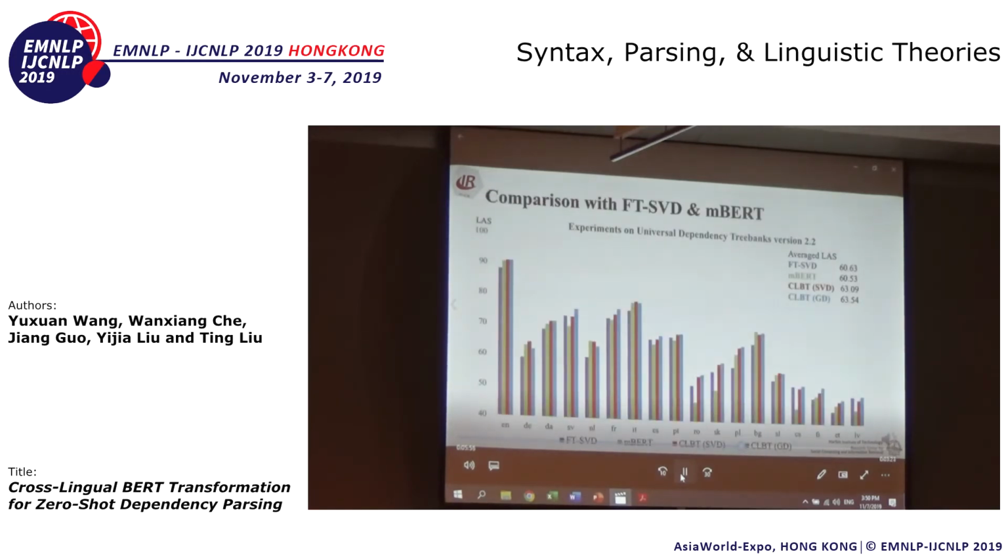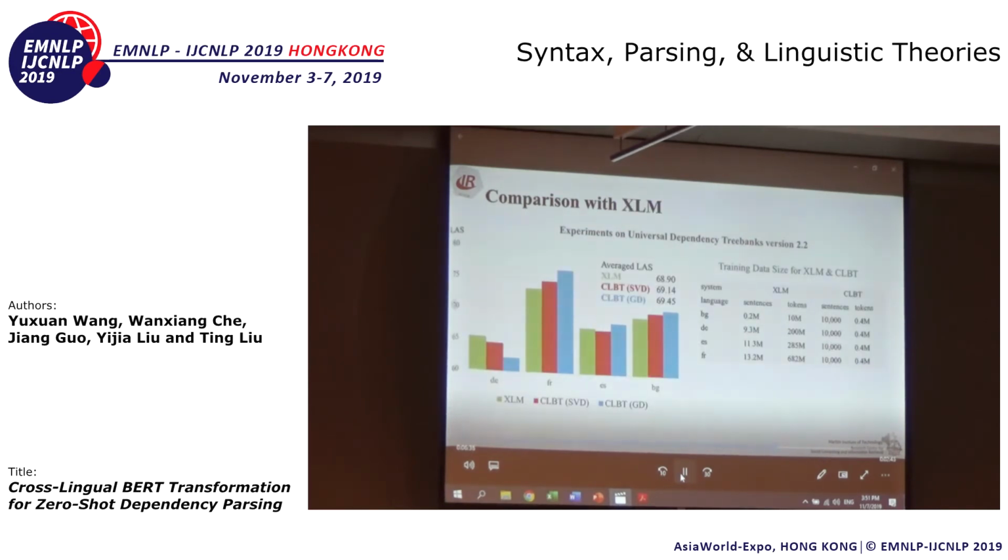This page compares the results of our CLBT methods to the fast text SVD and multilingual BERT methods. The y-axis is the labeled attachment score in the dependency parsing task. It is obvious that our methods outperform the 2 baselines in almost all languages, and overall, from the averaged LAS shown in the upper right, we can say that CLBT outperforms the 2 baselines by a substantial margin.